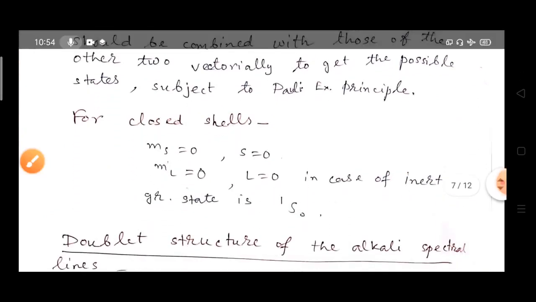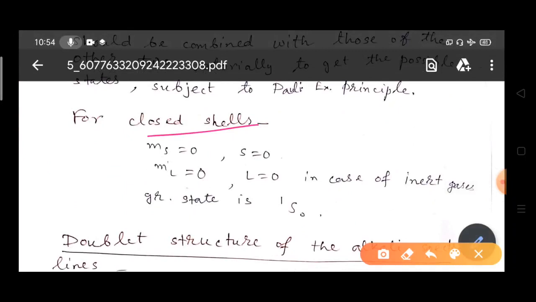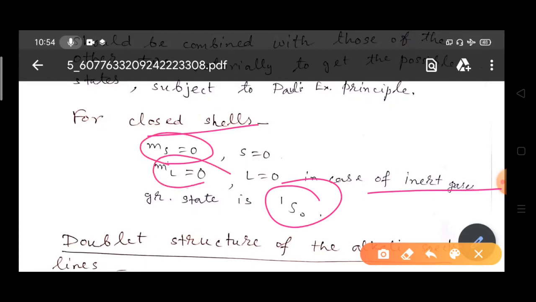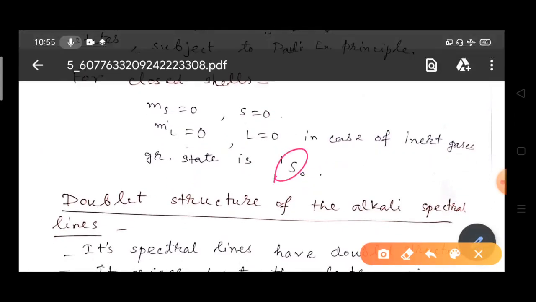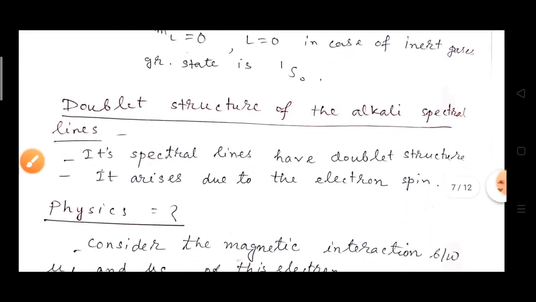Now for closed shells, which I told you about, like the inert gases, the ground state is 1S0, because Ms is 0 there, and Ml is also 0 because L is 0 there. So the ground state is 1S0, because S is 0, L is 0, J will also be 0, and 2S plus 1 will be 1, and L equal to 0 means it is an S term.